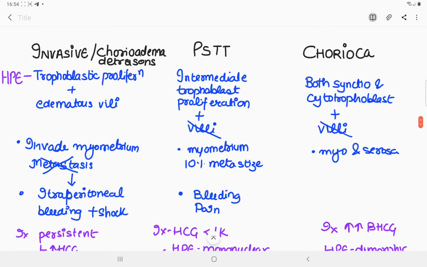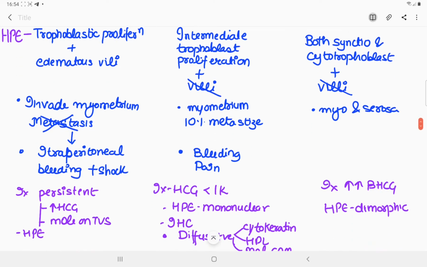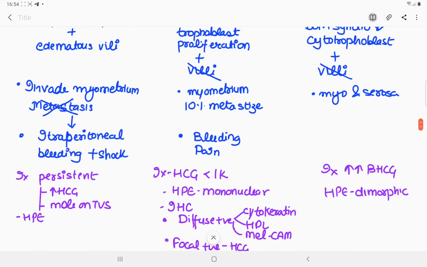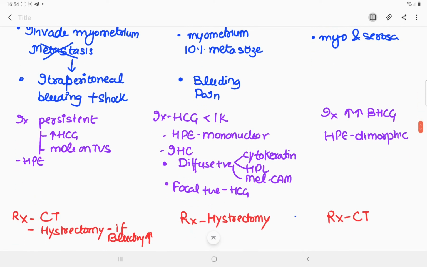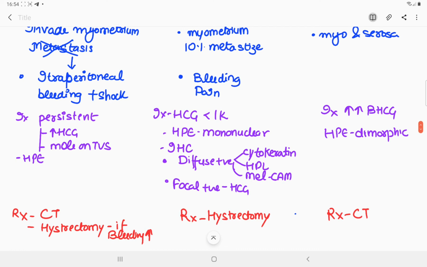Let's discuss the choriocarcinoma. In HPE, both syncytiotrophoblast and cytotrophoblast cells are present, meaning dimorphic, plus there are no villi. It also invades the myometrium and serosa. On investigation, there is a markedly elevated level of HCG, and on HPE, dimorphic cells are there. Treatment of choice is chemotherapy.